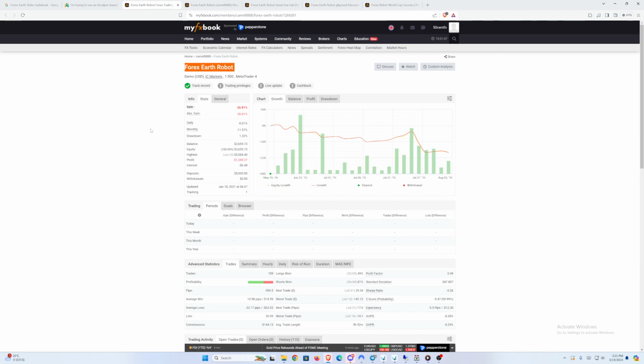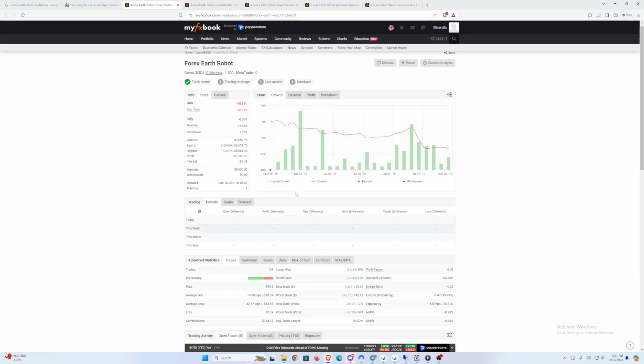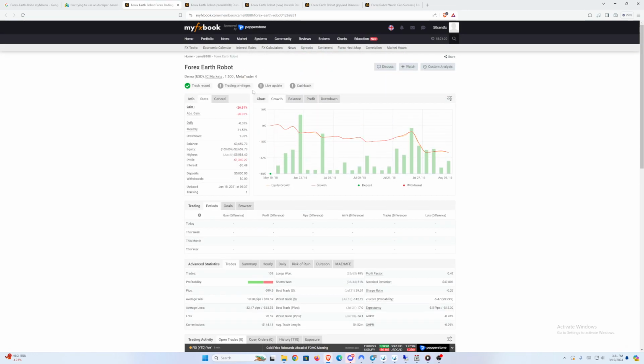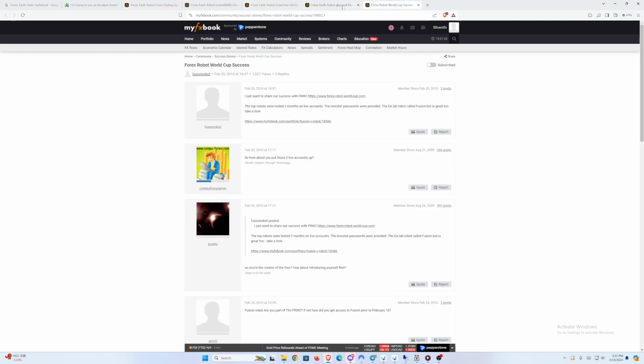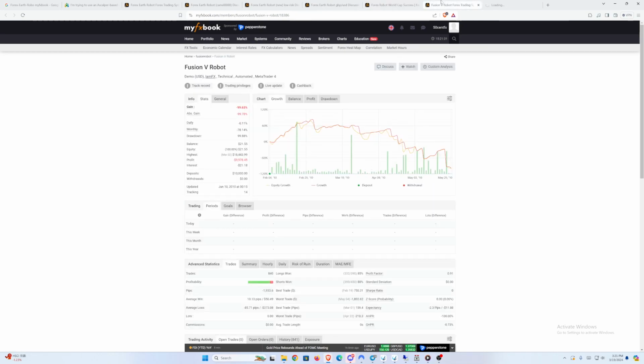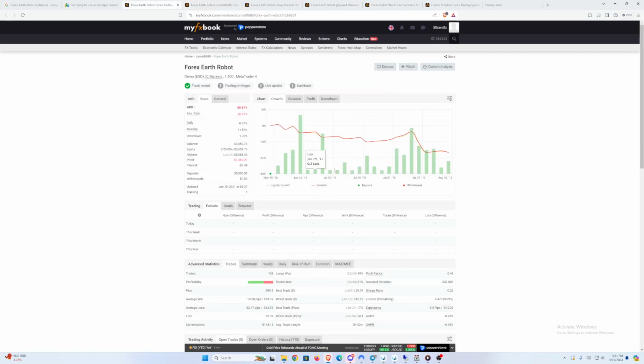Okay, Forex Earth Robot. This person might have not done a good job on it, or maybe it really is a bad EA. Who knows? So we're not going to look at this chart. Let's look at another one. Okay, there's no more charts, I think. So it looks like the forward test is not that good. Okay, it's a red flag. So let's look into another one.